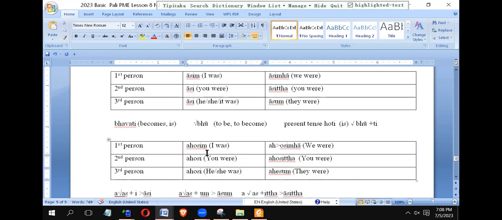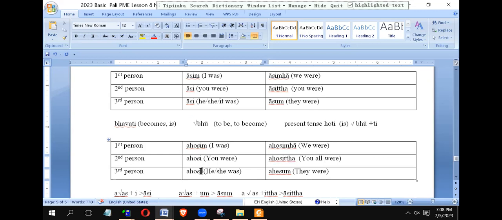Ahosi, ahesuṃ, ahosi, ahosittha, ahosiṃ, this one will be more like this, okay? Ahosimha, right? He was, they were, you all, plural. So I was, we were, all right?